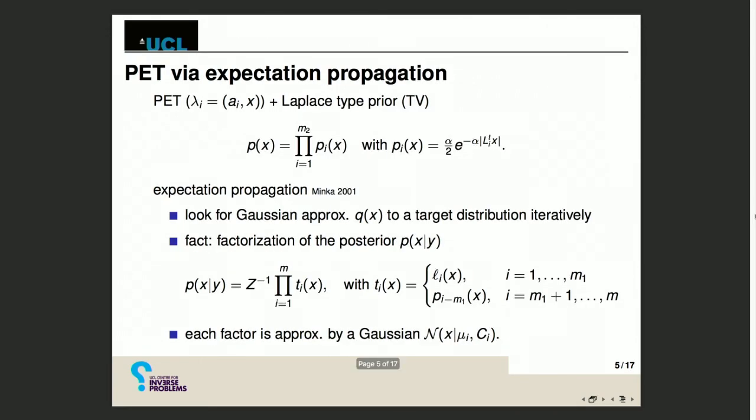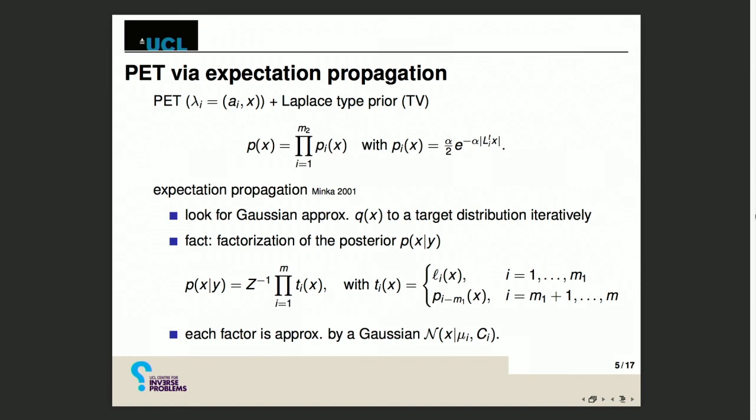Based on this idea, I will show you two examples of how to deal with the Poisson data, at least in some very simple situations. The first example is about PET imaging. We consider the Poisson parameter to be just this inner product, and we consider a Laplace type prior, so we have some sparsity. In that case the prior is given as follows, where L_i is just some linear map.